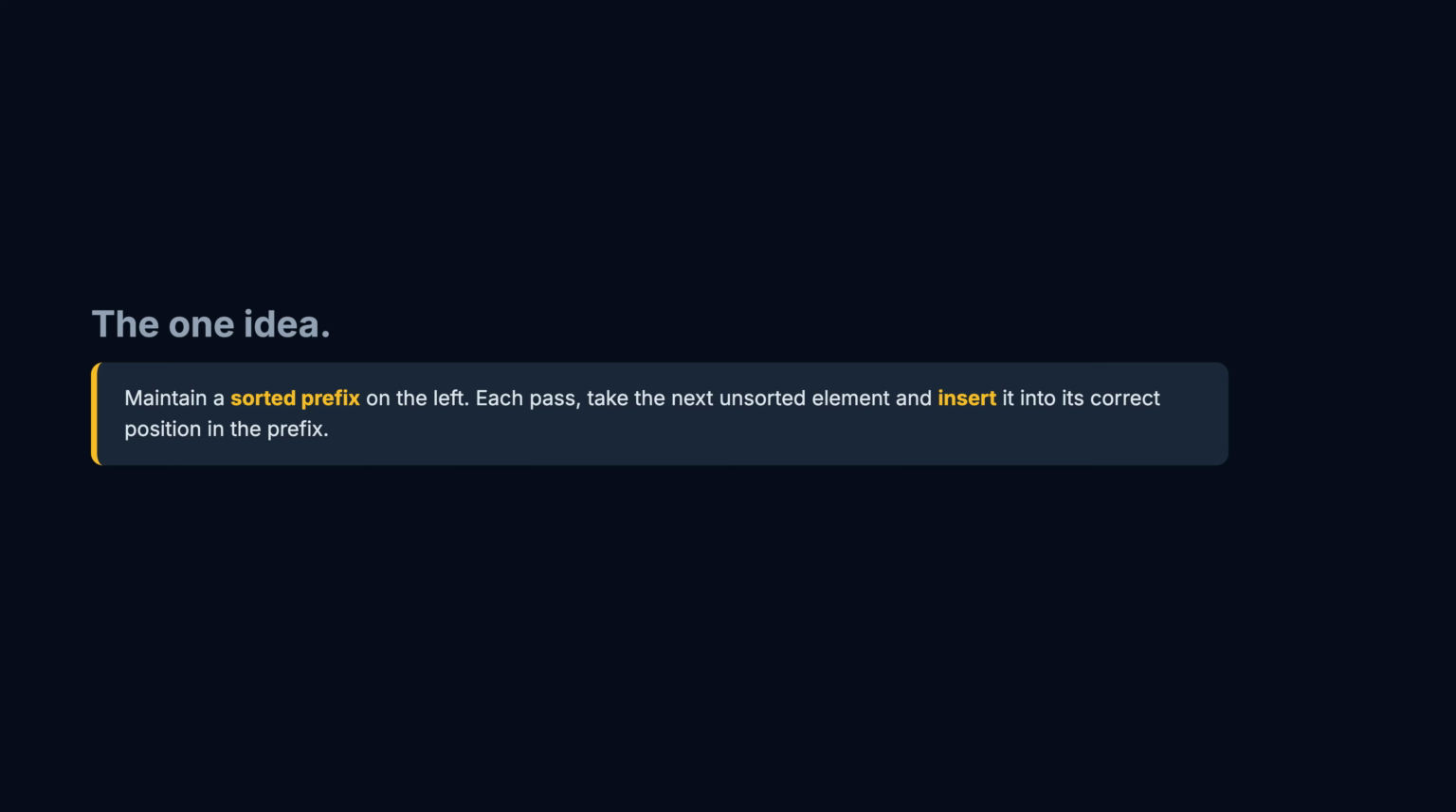Here is the whole idea in one sentence. Maintain a sorted prefix on the left. At every step, take the next unsorted element and insert it into its correct position in the prefix. The sorted prefix grows by 1 each pass. That is your invariant. The first i elements are always in order. When i reaches n, the whole list is sorted.